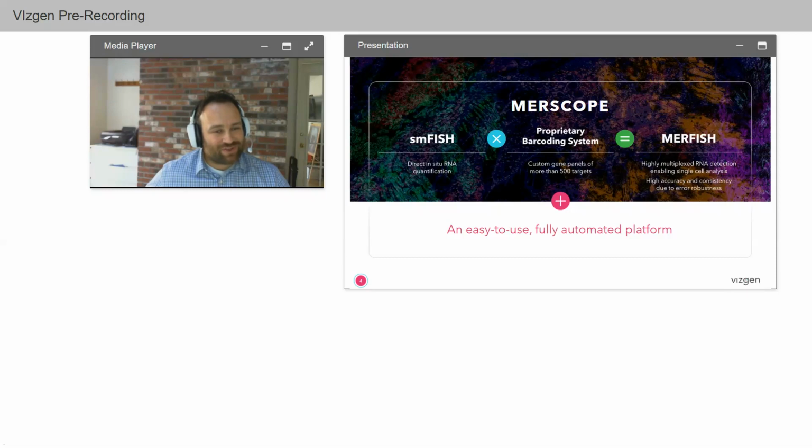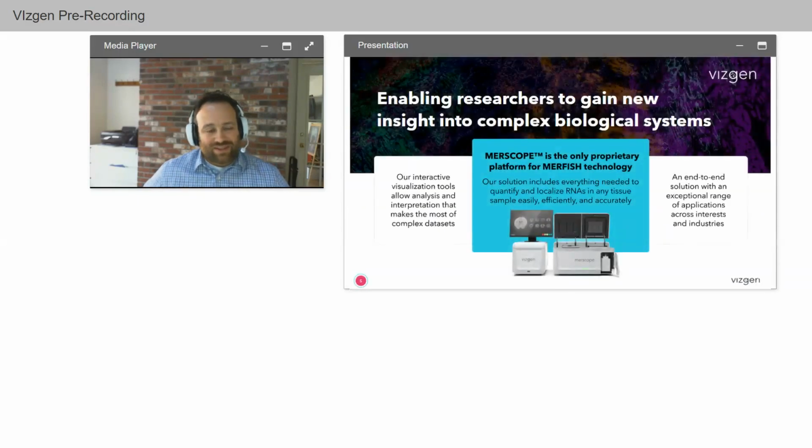We combine smFISH with our proprietary barcoding system. What this gets us is a highly multiplexed RNA detection system called MERFISH that enables single cell analysis. The error robustness of MERFISH allows for the high accuracy and consistency we need for investigating spatial genomics data. We combine all of that in an easy to use, fully automated platform. And this platform allows researchers to gain new insights into complex biological systems.